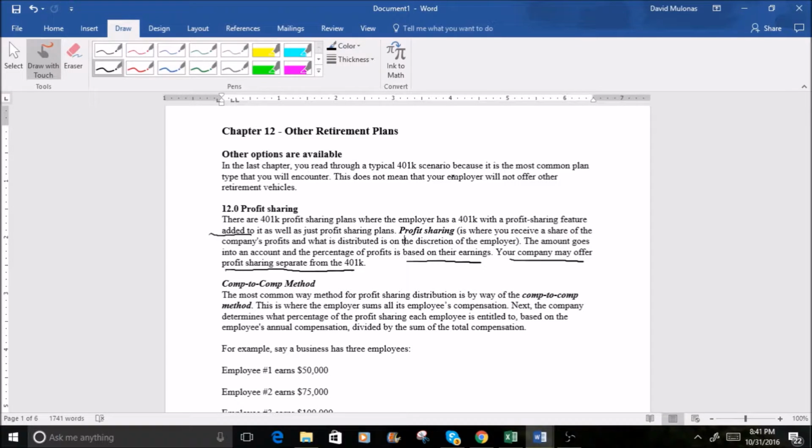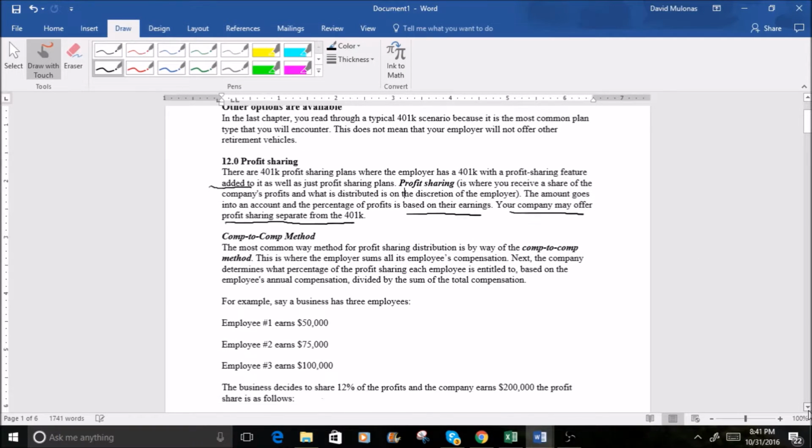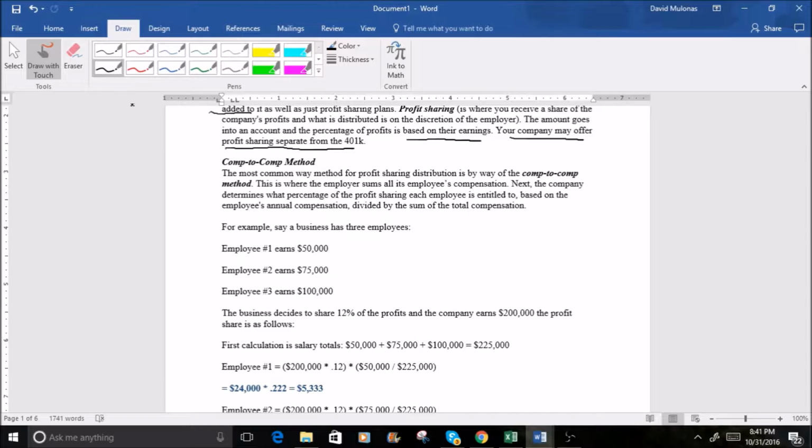So let's look down here, which is a pretty common way to determine profit sharing for a company, and that's the comp to comp method. This is where the employer sums all of its employees' compensation, and then the company determines what percentage of the profit sharing each employee is entitled to, and that's what we just said above. And now they have to do it based on a formula. This is how this type of plan would work.